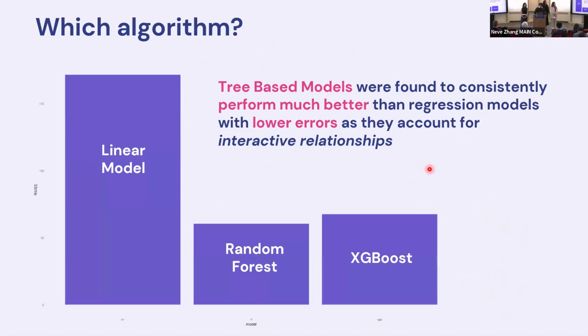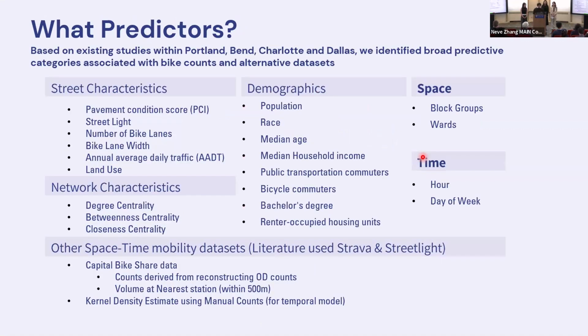So based off our rigorous testing, we found that tree-based models such as XGBoost and random forest regressors perform much better than regression models, with lower errors for both types of models. This is unsurprising because tree-based models account for interactive relationships, such as the complex interactions between location and hours of day, which cannot be easily accounted for by a linear model. So what predictors do we use?